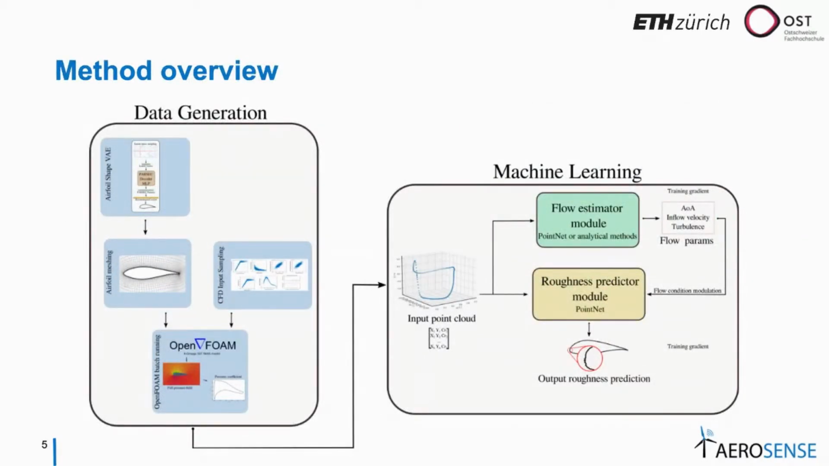And so here's a quick overview of the method itself. As Aerosense is still under development, we need to replicate the data that we would gather from the sensor. So for now, we're using this whole data generation pipeline, which I'll go into in detail, and then we feed the data set that we generate through this pipeline into our machine learning method. And that gives us roughness predictions, which we can then tie into leading edge erosion.